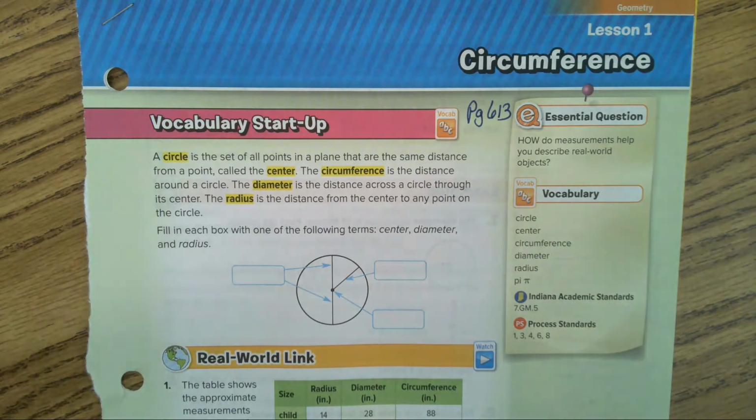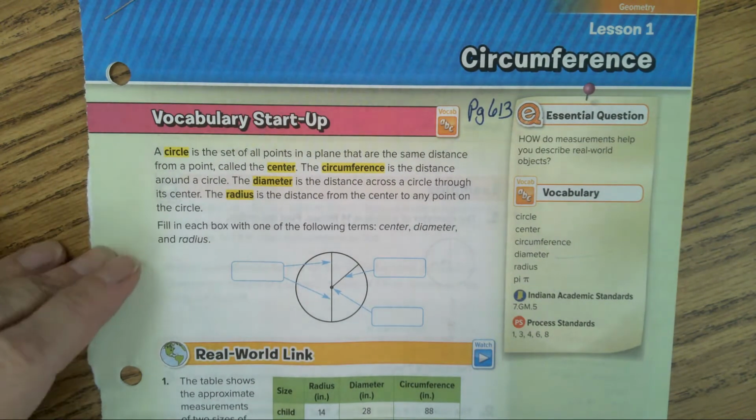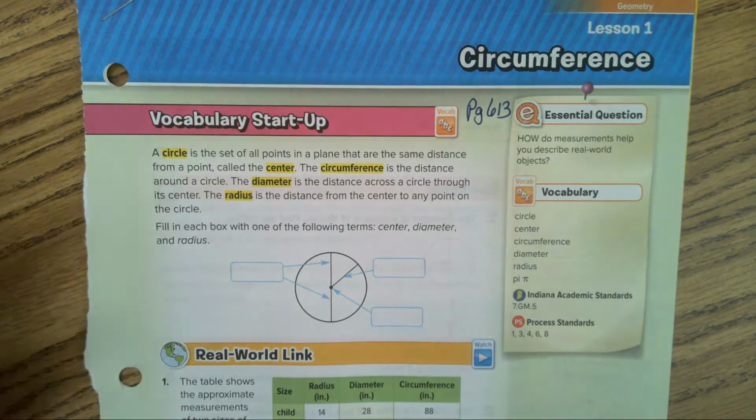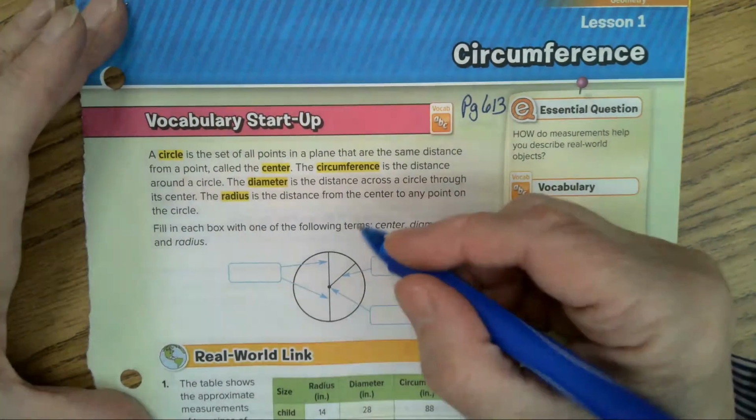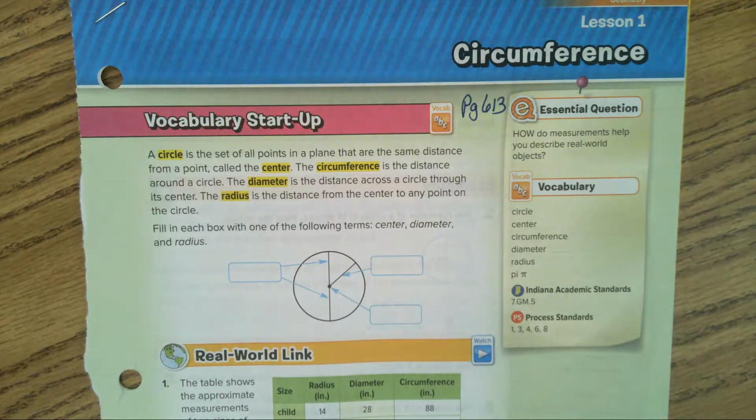The diameter is the distance across the circle through its center. The diameter will cut the circle into two pieces. All right, in this problem here, we're going to fill in the boxes with the different words in just a moment. And then we have a radius. A radius is the distance from the center to any point on the circle.